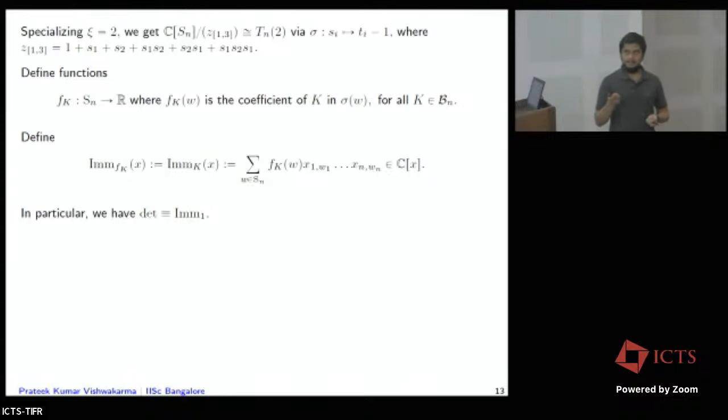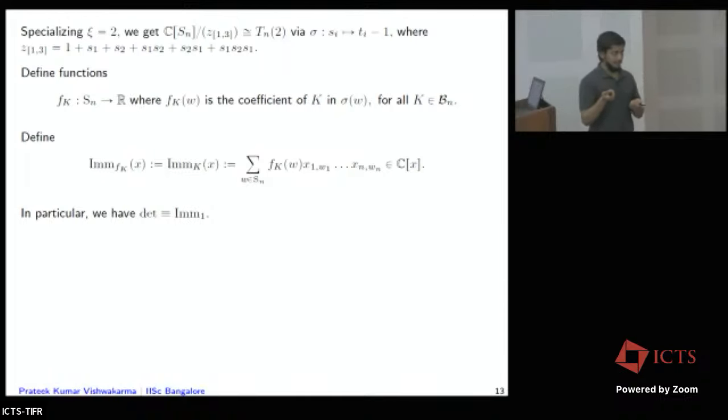And now we define the Temperley-Lieb immanant, which is given by this function, which is essentially the determinant. However, the sign term in the determinant has now been replaced by f_k(ω). So instead of sign of ω, we have f_k(ω). In particular, it's not very difficult to see that the immanant corresponding to the unit element in the basis gives us the determinant, because when k is the unit, σ(ω) is just the sign, or length, of ω. So the determinant is generalized by Temperley-Lieb immanants.